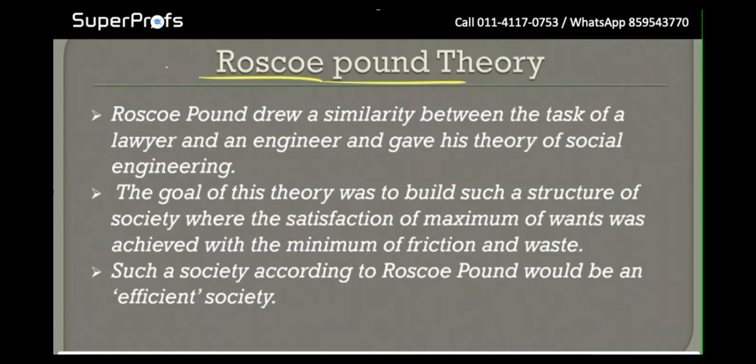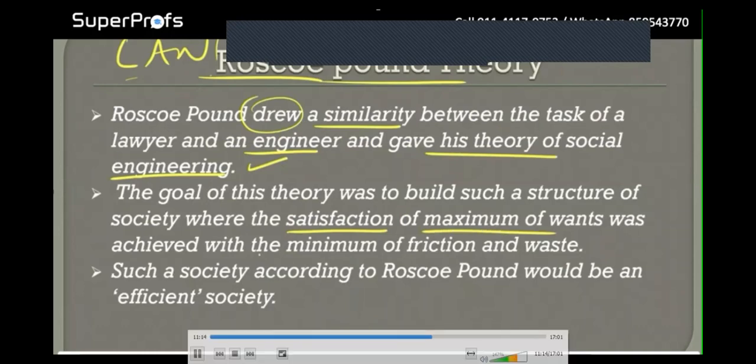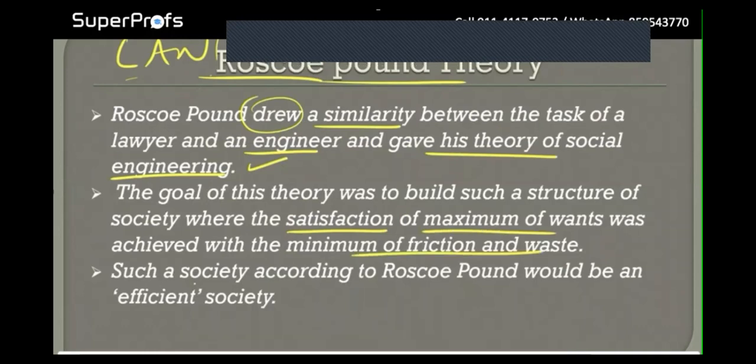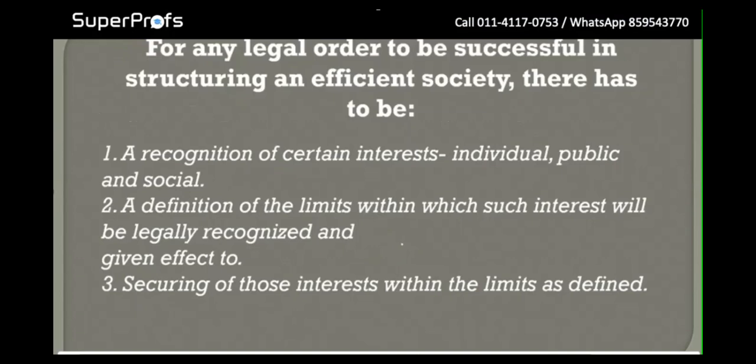Next, we have Roscoe Pound's theory of law. What is law according to him? Roscoe Pound also drew a similarity between the task of a lawyer and an engineer, and gave his theory of social engineering. What is social engineering? The goal of this theory was to build such a structure of society where satisfaction of the maximum of wants was achieved with minimum friction and waste. Such a society, according to Roscoe Pound, would be an efficient society. He told, we can have a society where everybody gets what they want, there is minimum friction, and there is very little wastage.